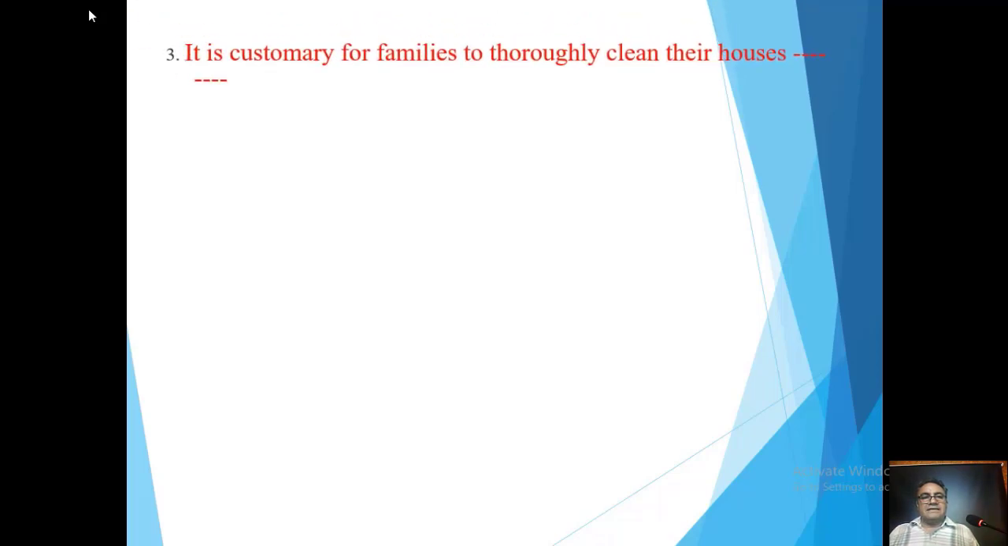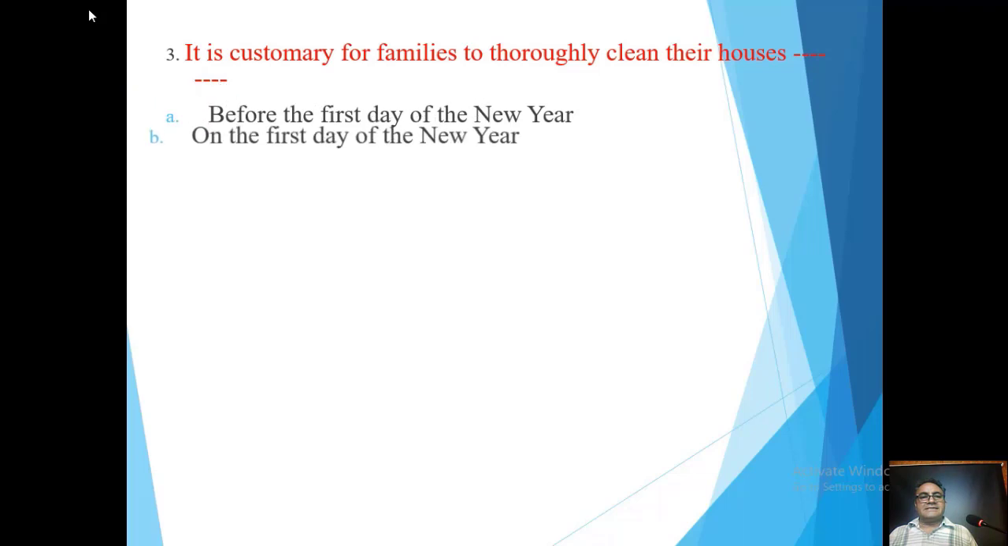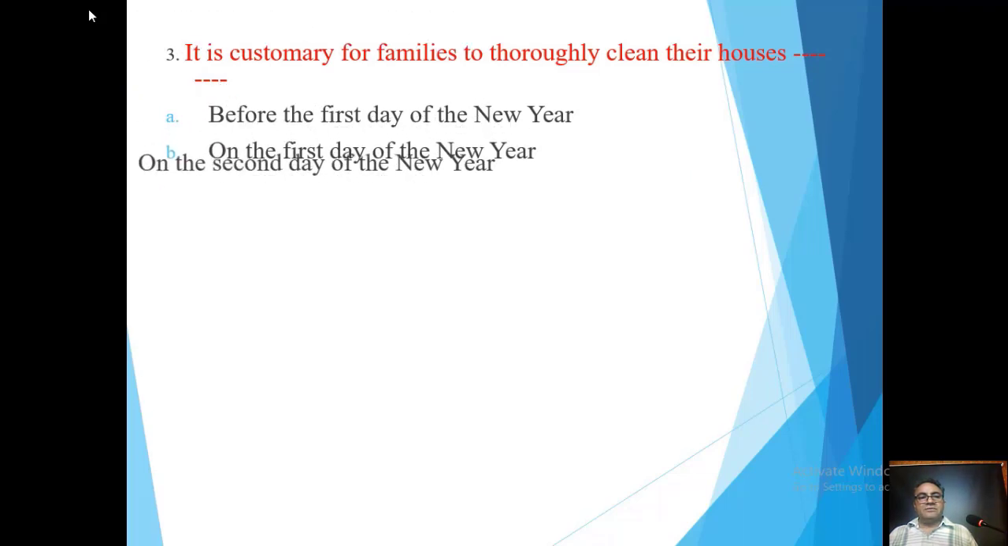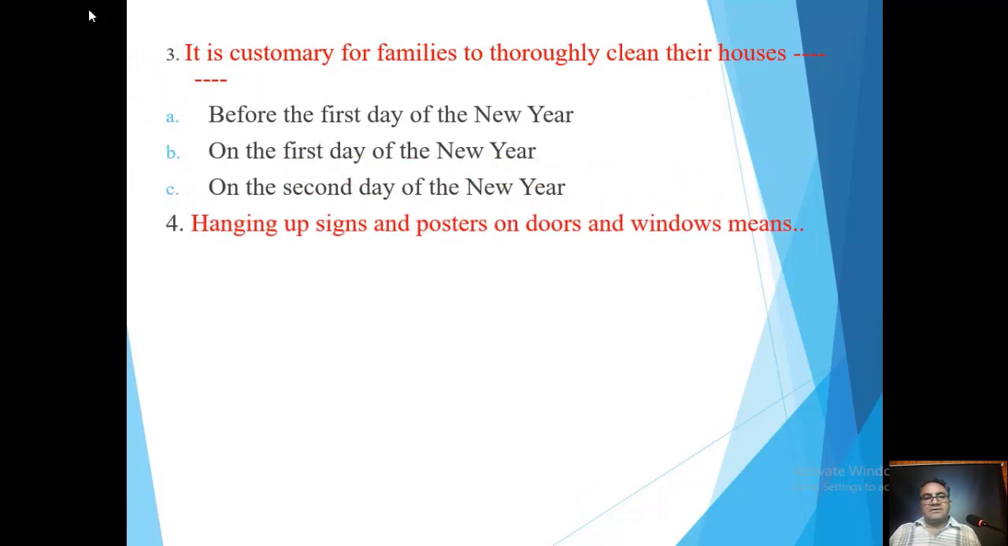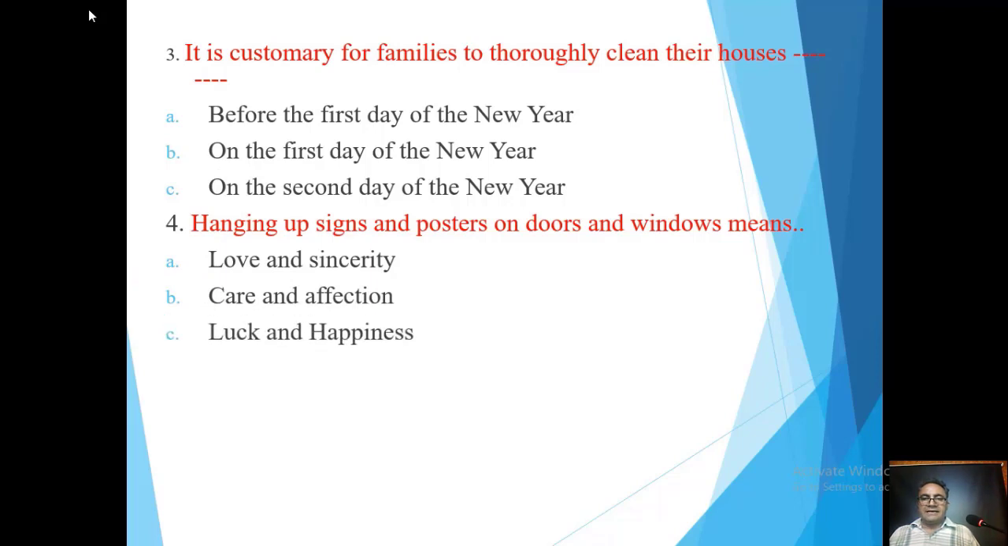Third question is, it is customary for families to thoroughly clean their houses. Option A is before the first day of the New Year, B is on the first day of the New Year, and option C is on the second day of New Year. And the correct answer is before the first day of the New Year. Next question is, hanging up signs and posters on doors and windows means, option A is love and sincerity, option B is care and affection, and option C is luck and happiness. Yes, the third option, option C, is correct, luck and happiness.